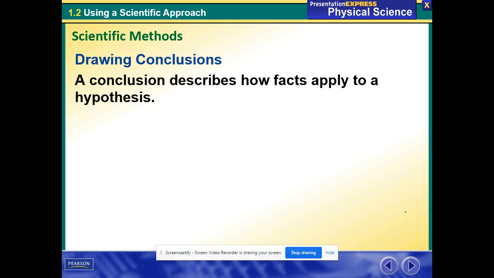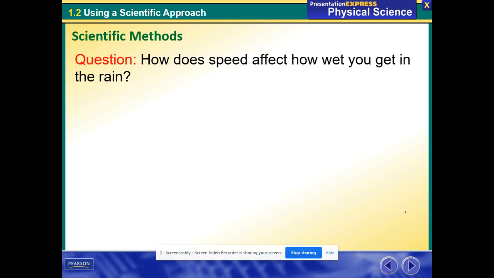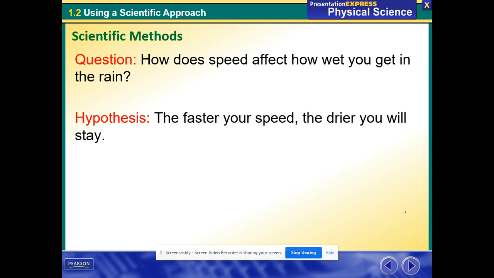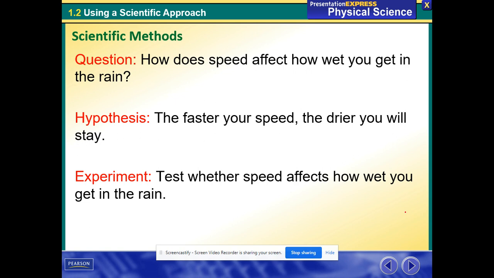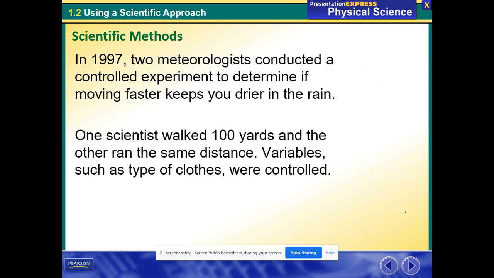From there, from your experiment, you're going to draw conclusions, and this is based on the information that you've gathered for your experiment, and you're going to decide how those facts or that data apply to what you guessed. So here's an example from your book. The question they asked is, how does speed affect how wet you get in the rain? They hypothesized that the faster your speed, the drier you will be. And the experiment was to test whether speed affects how wet you get in the rain.